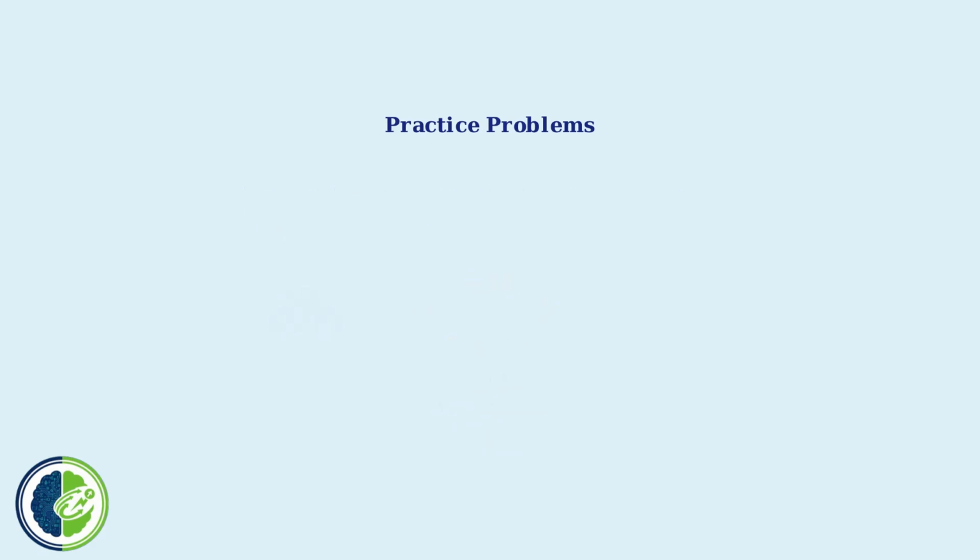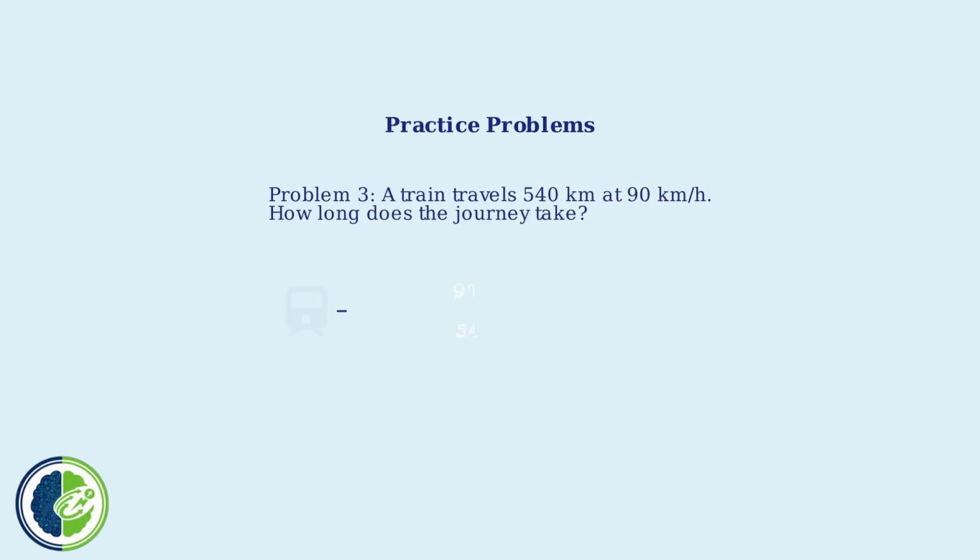Here's our final practice problem. Problem 3. A train travels 540 kilometers at 90 kilometers per hour. How long does the journey take? This time, you need to find time. The solution is time equals distance divided by velocity. So 540 kilometers divided by 90 kilometers per hour equals 6 hours.